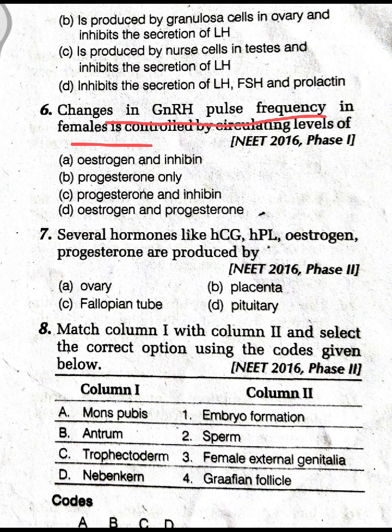Several hormones like HCG, HPL, estrogen, progesterone are produced by the placenta. Option number B is the right answer, and it is one of the most important questions. They all are produced by the placenta.